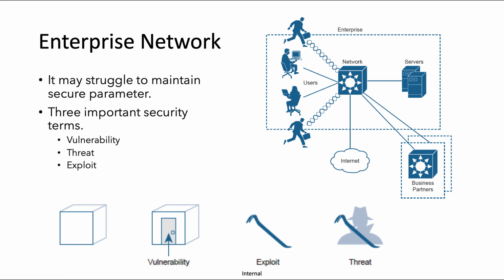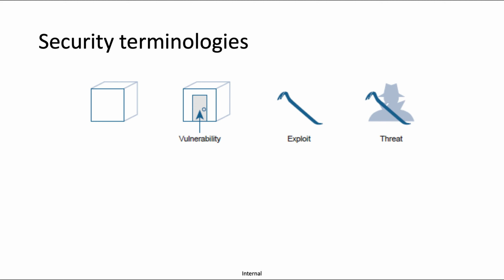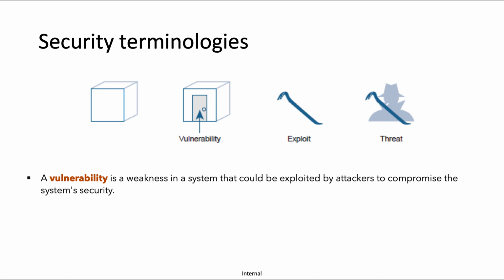So in the context of cybersecurity, a vulnerability is a weakness. Let me explain it in a better way. In the context of cybersecurity, a vulnerability is a weakness in a system, like software or hardware, that could be exploited by attackers to compromise the system's security.